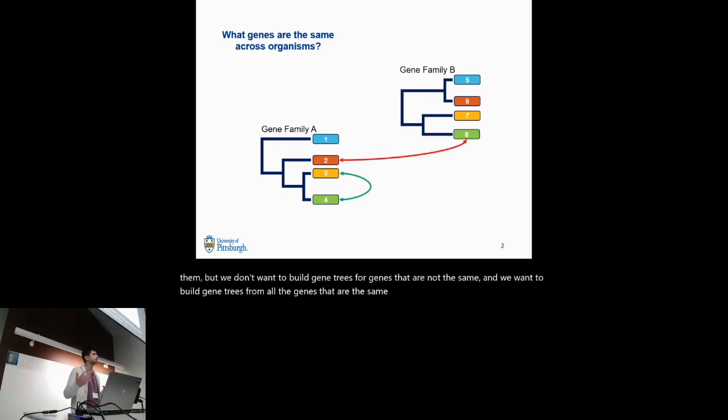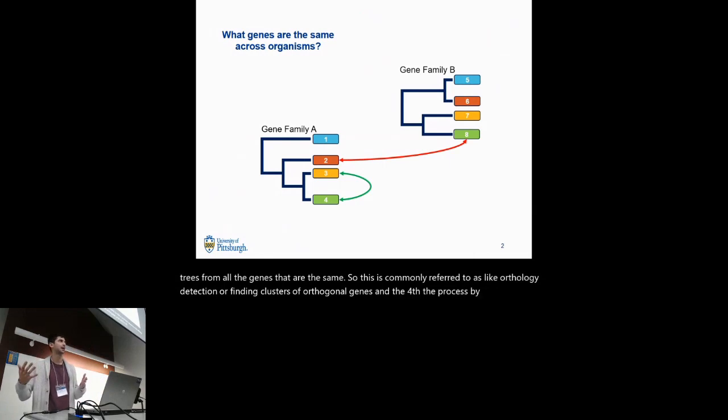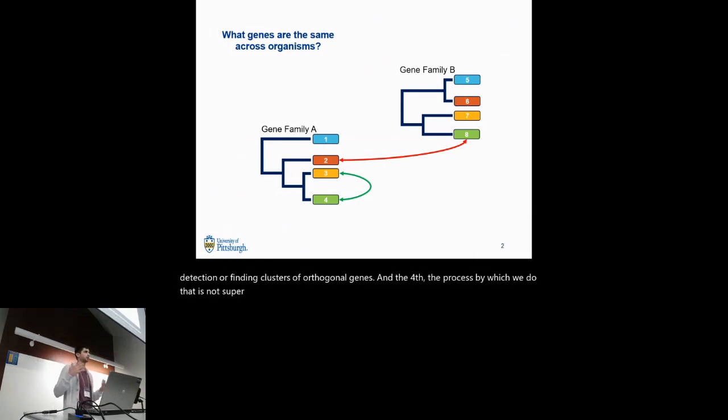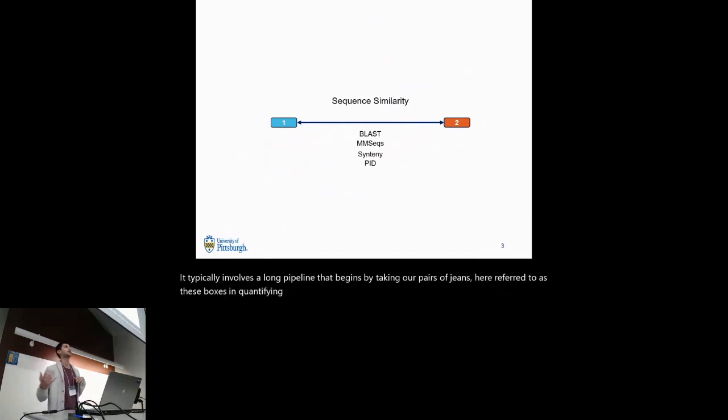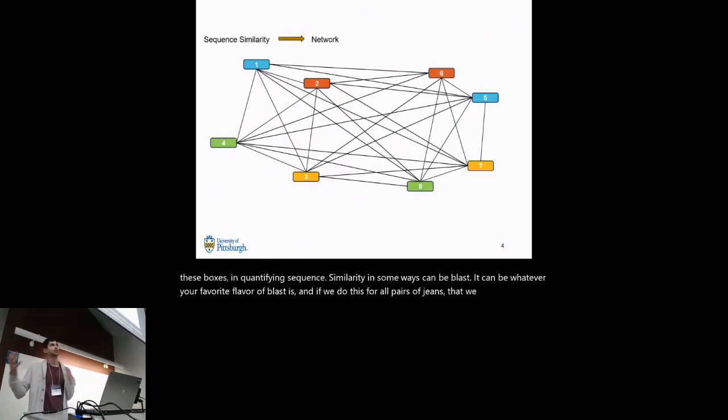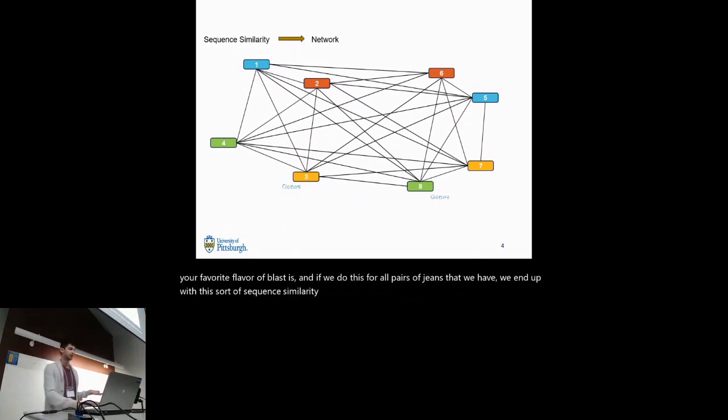So this is commonly referred to as orthology detection, or finding clusters of orthologous genes. And the process by which we do that is not super simple. It typically involves a long pipeline that begins by taking our pairs of genes, here referred to as these boxes, and quantifying sequence similarity in some way. This can be BLAST, whatever your favorite flavor of BLAST is. And if we do this for all pairs of genes that we have, we end up with this sequence similarity network.